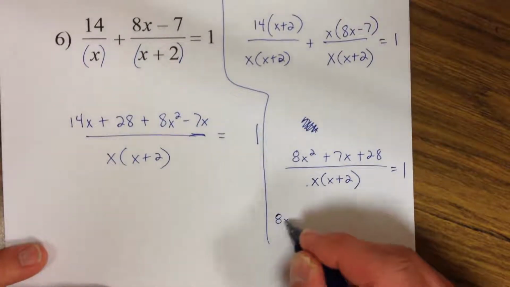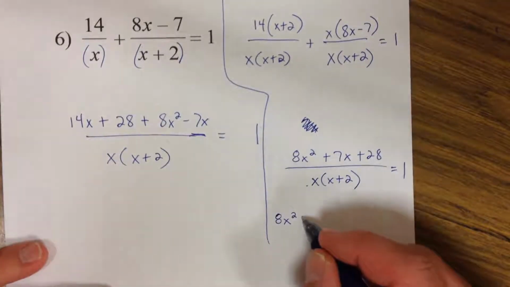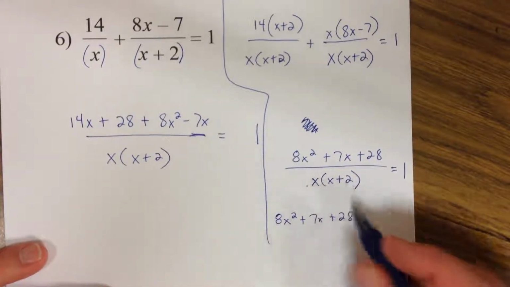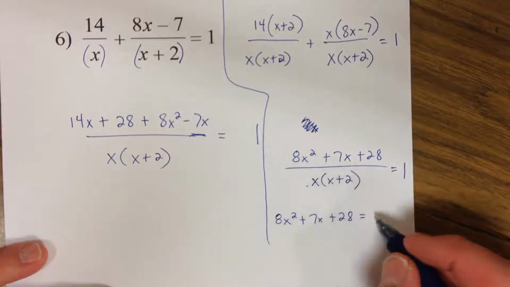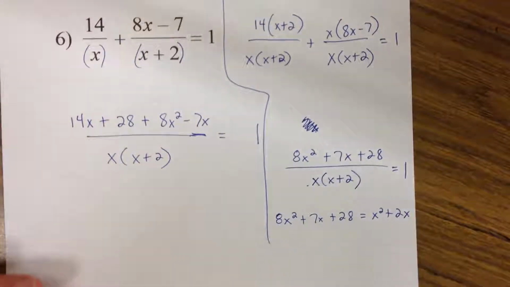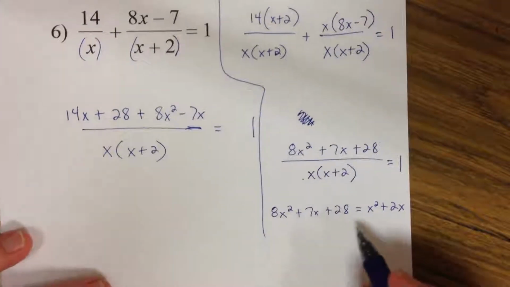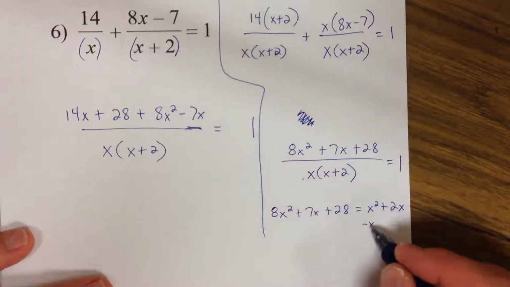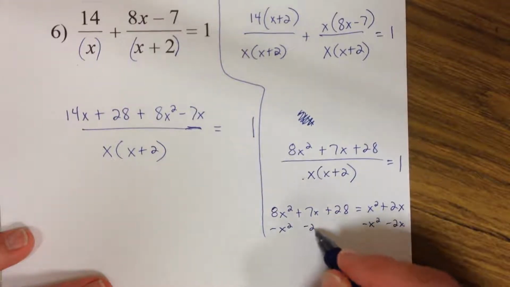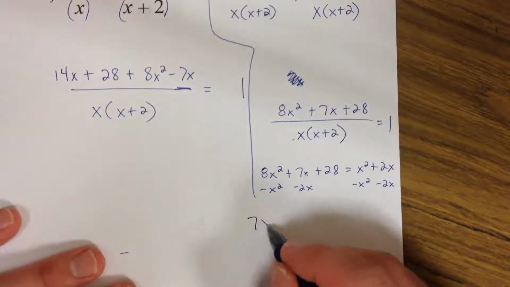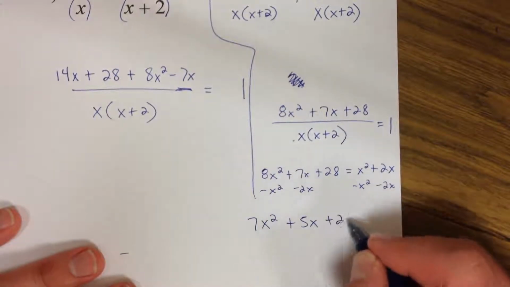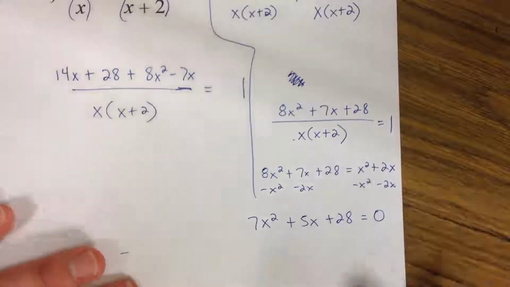So I have 8x squared plus 7x plus 28 equals this, and I'm actually going to go ahead and distribute that. So I get x squared plus 2x. All right, I have a quadratic, so to solve it, I need to subtract x squared from both sides and subtract 2x. So I'm left with 7x squared plus 5x plus 28 equals 0.